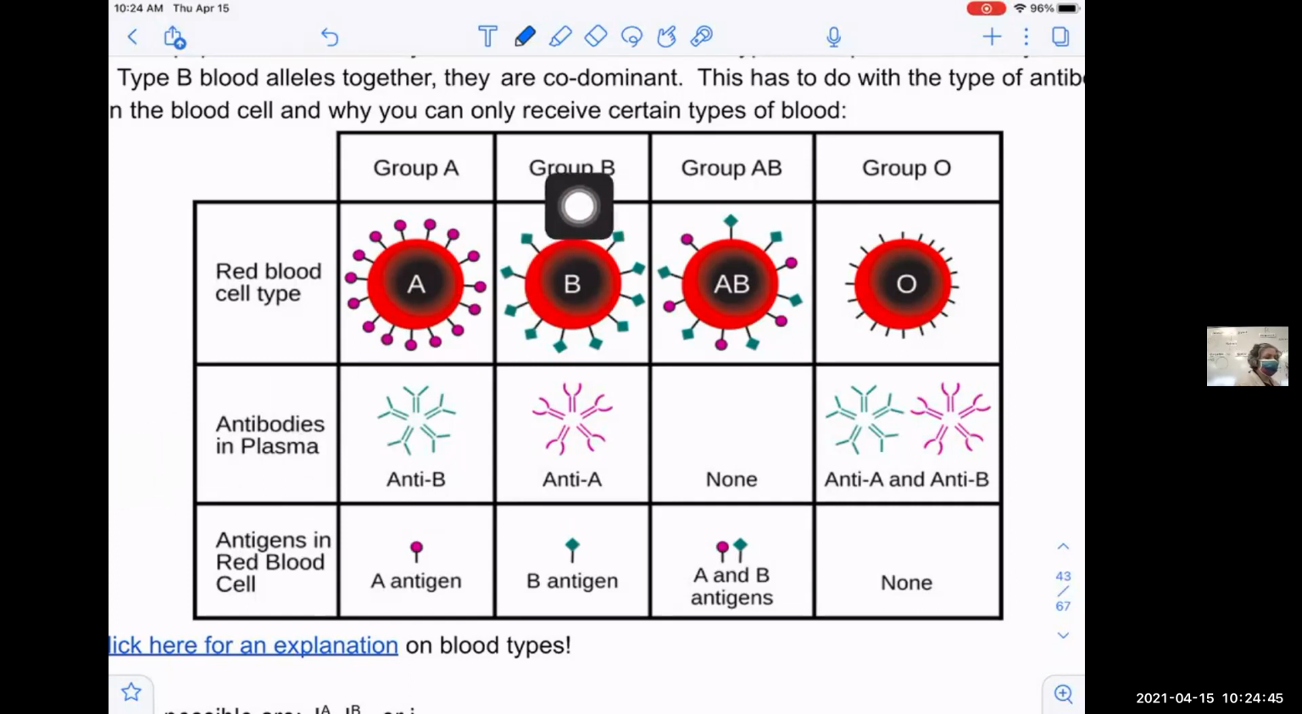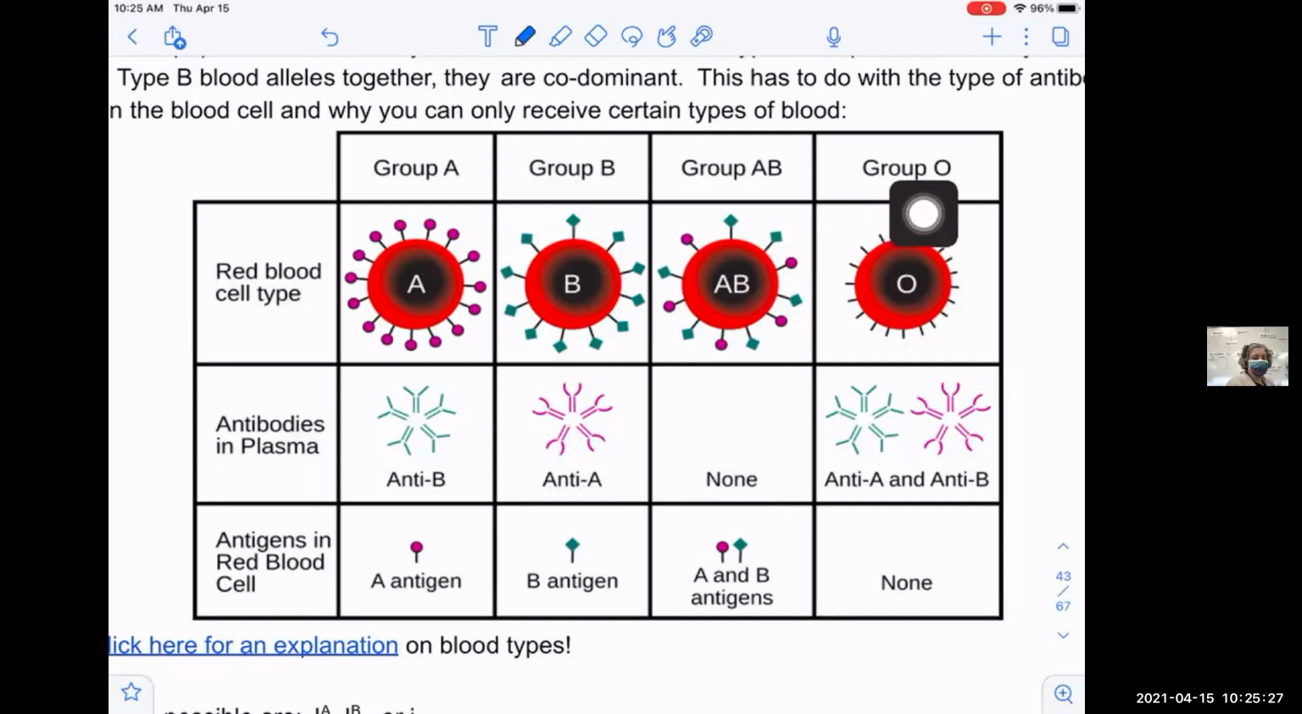The opposite is true for type B blood. They have B antigens on their cells and they carry the antibodies to kill A. Okay, they're antibodies for A. People who are type AB blood have both antigens. This is why we call AB blood co-dominant, because both A and B antigens are on these cells. And these people don't carry any antibodies in their plasma, which means they can accept blood from any of the other types because their body's not going to attack it.